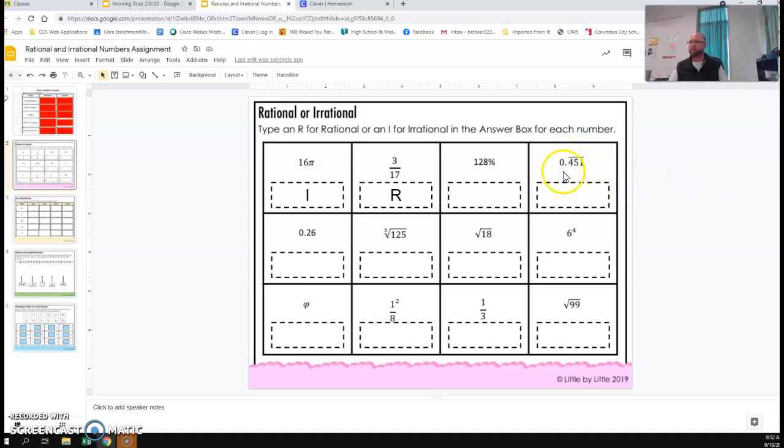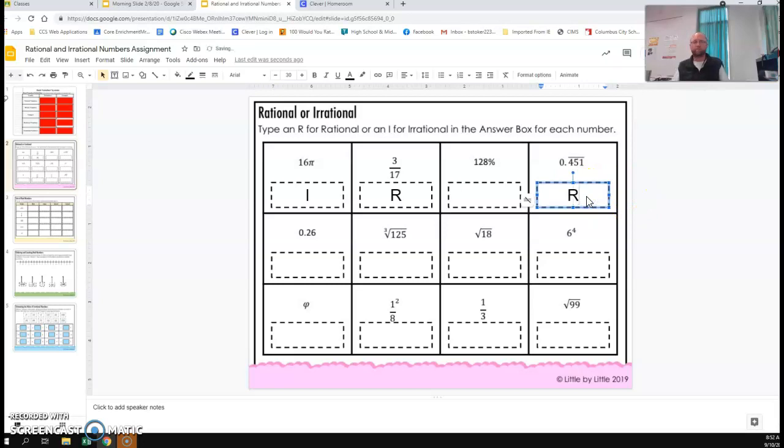So here, 0.451 repeating, okay? Anytime you have a repeating decimal, that is considered a rational number. If a decimal number terminates or stops or repeats, it's considered rational. So this would be a rational number. Same thing down here, 0.26. That's a terminating decimal, it stops. So that's also a rational number.